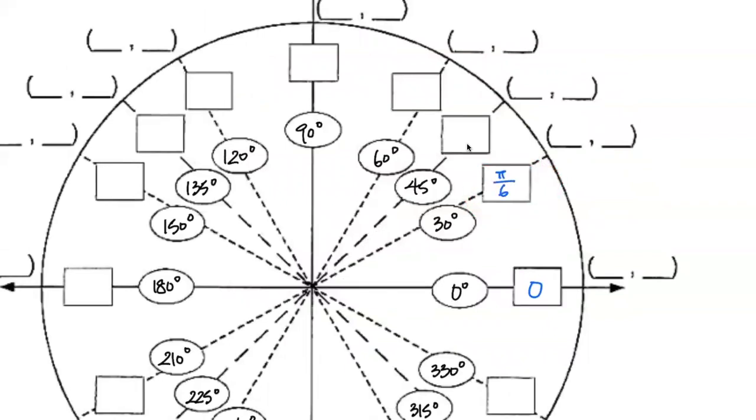Great. Pi over 6. Next one. Pi over 4. Next one. Pi over 3. All right. Now I want to point something out real quick.